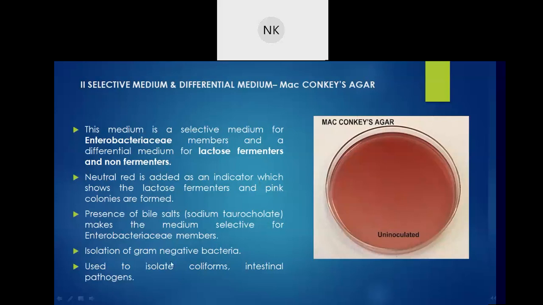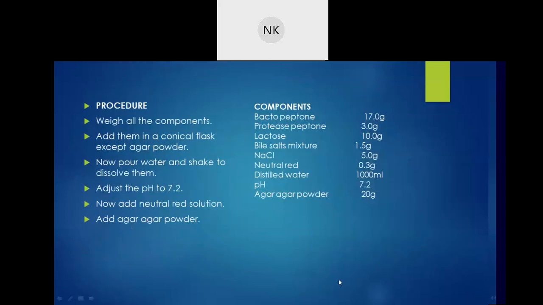So it is generally used to isolate members of the family Enterobacteriaceae. Coming to the composition of MacConkey's agar medium, we have bacto peptone, protease peptone, lactose, bile salts, sodium chloride, neutral red indicator, and agar agar powder. The lactose monohydrate acts as a fermentable source of carbohydrate. So this is about MacConkey's agar medium.